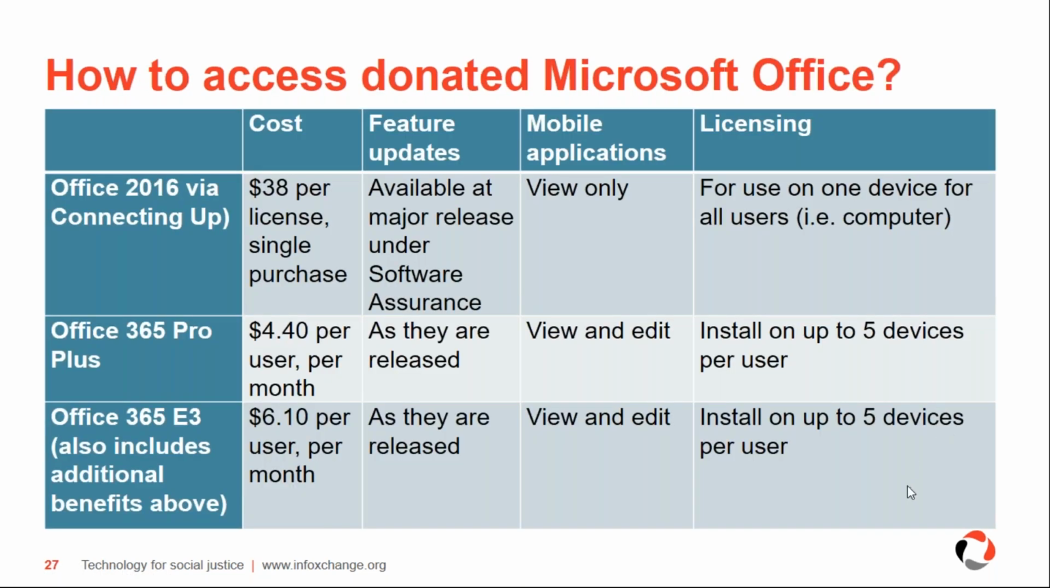So, just some prices around some of the donated Microsoft licenses that you can get through Connecting Up. These are available to all not-for-profits. Office 2016 is the standard version of the Office suite. So it will have your Outlook, Word, Excel, PowerPoint, OneNote, I think. There are some limitations to the standard version as far as what's available to you, but it is pretty much the full suite, and it's a one-off cost of $38 per license.